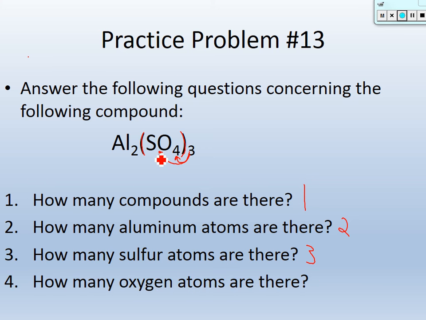Okay, let's see if you guys got this one. How many oxygen atoms are there? 12. Correct. 3 times 4 is 12. So you would actually have 12 oxygens.